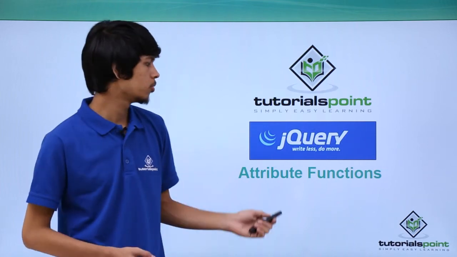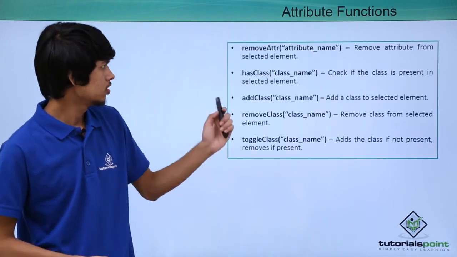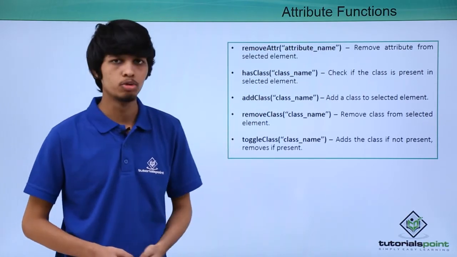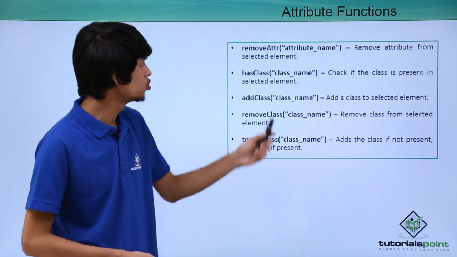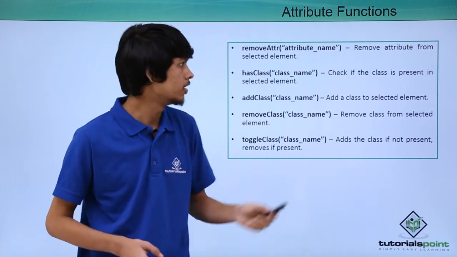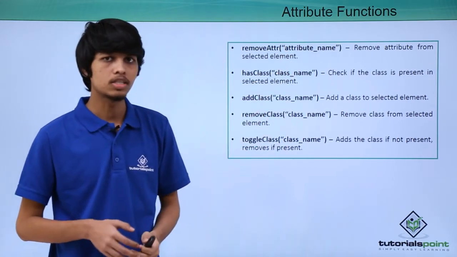In this session, we'll be learning about attribute functions. First one is the removeAttr function. Using this function, we can remove an attribute from a selected element. To do so, we have to use the removeAttr function followed by the name of the attribute which we want to remove in double quotes.